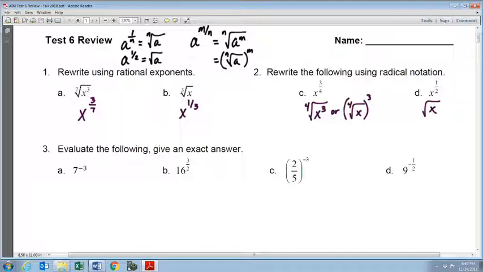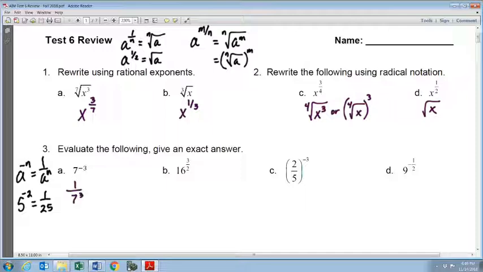When it comes to negative exponents, we learned that negative exponents are a little deceptive. We don't get negative numbers out of these. We actually get reciprocals. So a to the negative n power is 1 over a to the positive n power. So for example, if you had 5 to the negative 2 power, that would be 1 over 5 squared, which is 1 over 25.